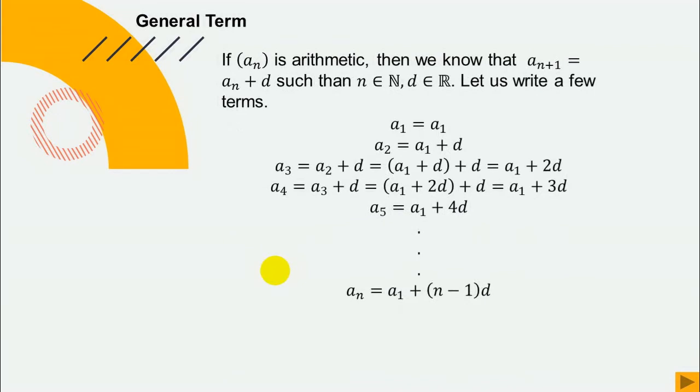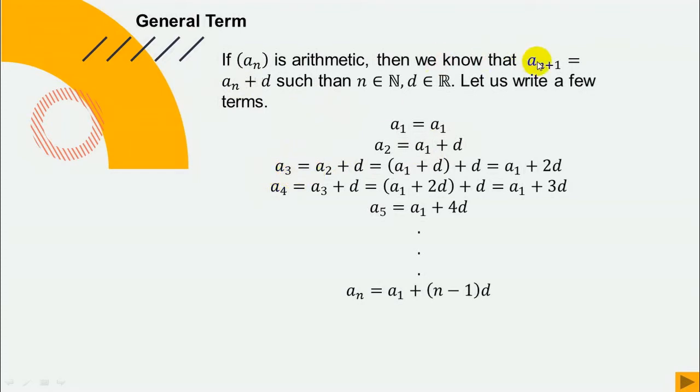Okay, we already know the first term is a_1. And then if we want to find the second term, we can substitute n equal to 1. So the second term equals, because we are using n equal to 1, a_1, the first term, plus d. And then how about the third term? So for the third term, we put n equal to 2, right?